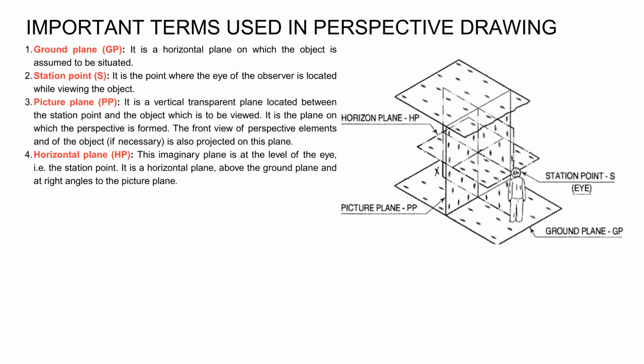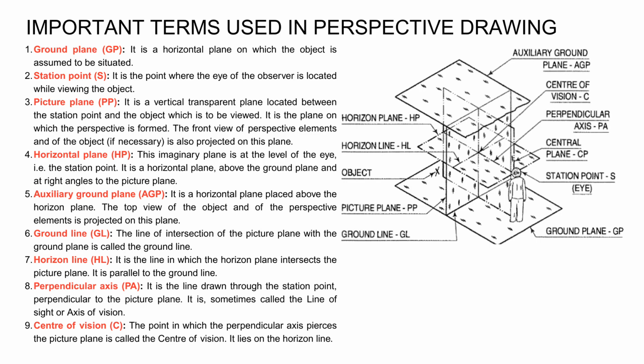Before diving into techniques, let's understand the key terms of perspective drawing. Ground plane: it is a horizontal plane on which the object is assumed to be situated. Station point is the observer's viewpoint, and picture plane is a transparent vertical plane where perspective is created. The horizontal plane is the imaginary plane at the level of the eye. The line of intersection of the picture plane with the ground plane is called the ground line.